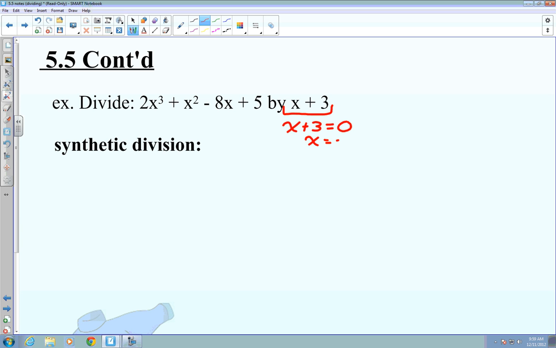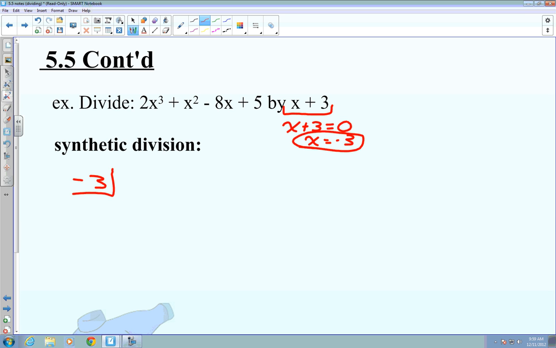Now to set this up, what you're going to do is if I have x plus 3 equals 0, then I get x equals negative 3. That negative 3 is going to be the key to making this whole thing work. So the first thing you're going to notice is I have x plus 3. I'm going to use a negative 3. You're going to switch the sign. So I'm going to write down negative 3, put a little box around it.